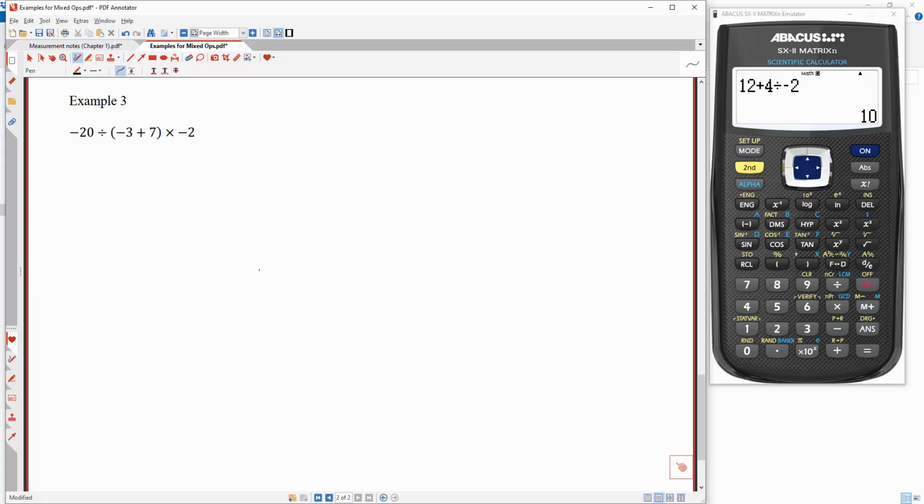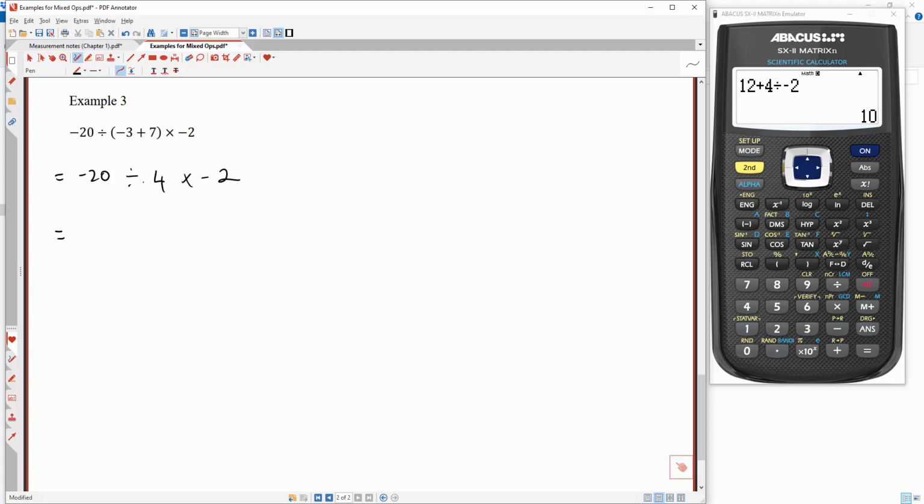Alright, so the final problem I'll show you is this one here. So we've got an addition, we've got a division and a multiplication. So the brackets will tell us that we have to do this addition first. So I'm going to write down negative 20 divided by, and we're going to do negative 3 plus 7. So that is 4. So I'm going to go 4 times negative 2.